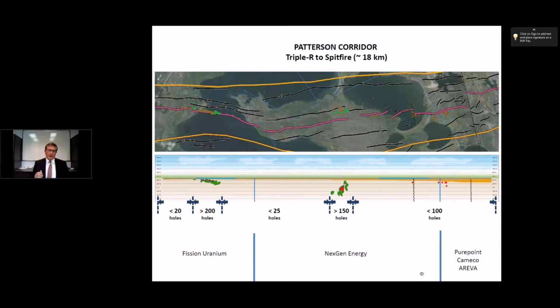And if you look to the right of the Arrow deposit, to the area that represents the Bow, Harpoon, the Spitfire, etc., there's less than 100 holes been drilled in that area. So there's a lot of work yet to be done to really define and determine what is in there. There's a lot of potential for more, and I think this demonstrates that well.